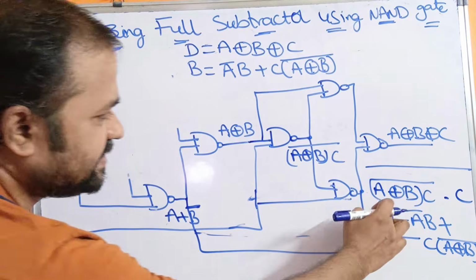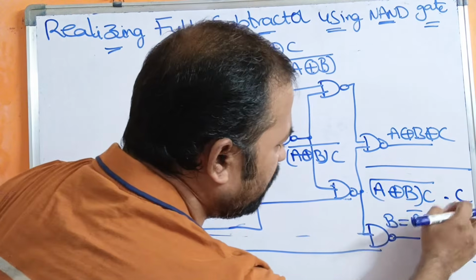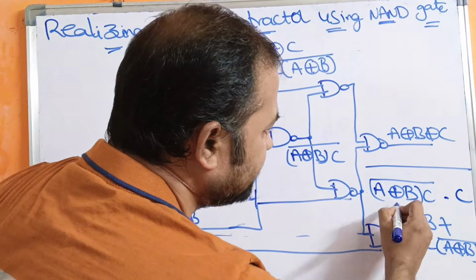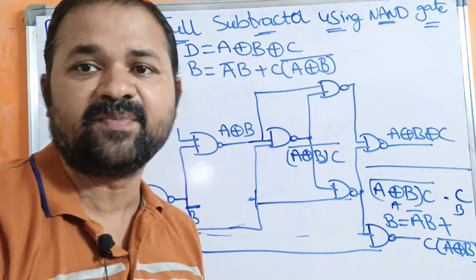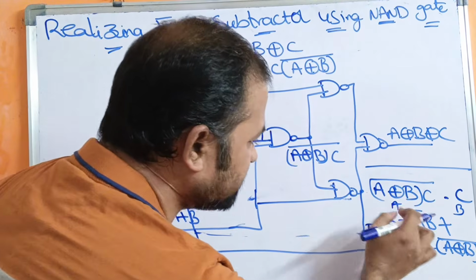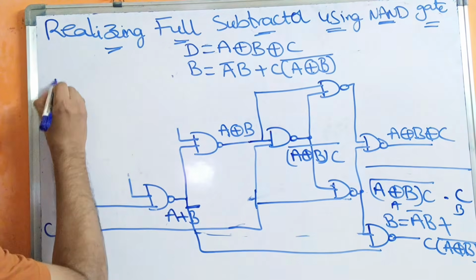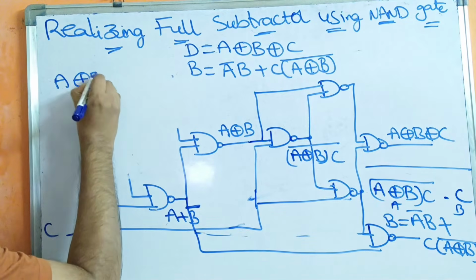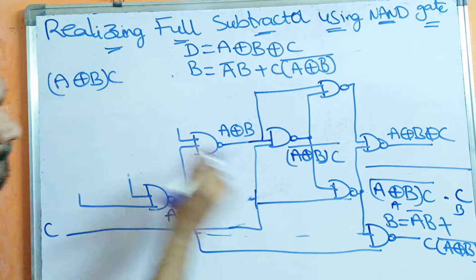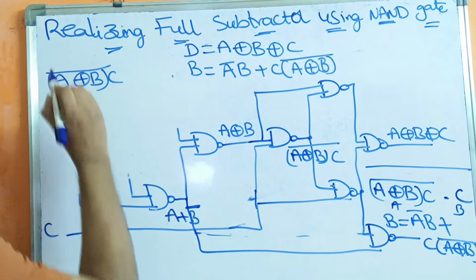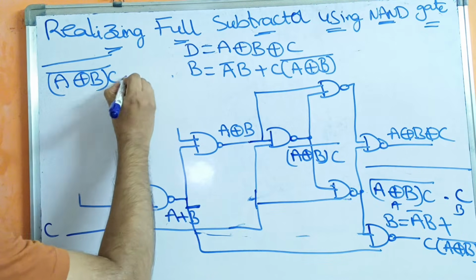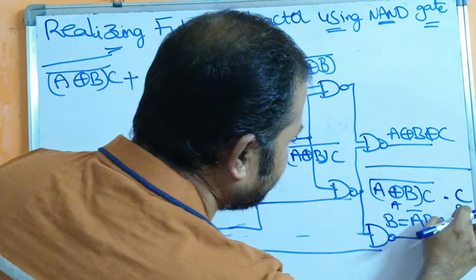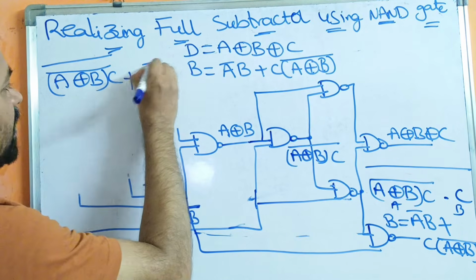So here, this is in the form of AB whole bar. This is A, this is B. We know the formula for AB whole bar: A bar plus B bar. Here what is A? A means A exclusive or B, C bar. This is A, so we have to write bar here: A bar. Plus B bar. Here what is B? C. So C bar.